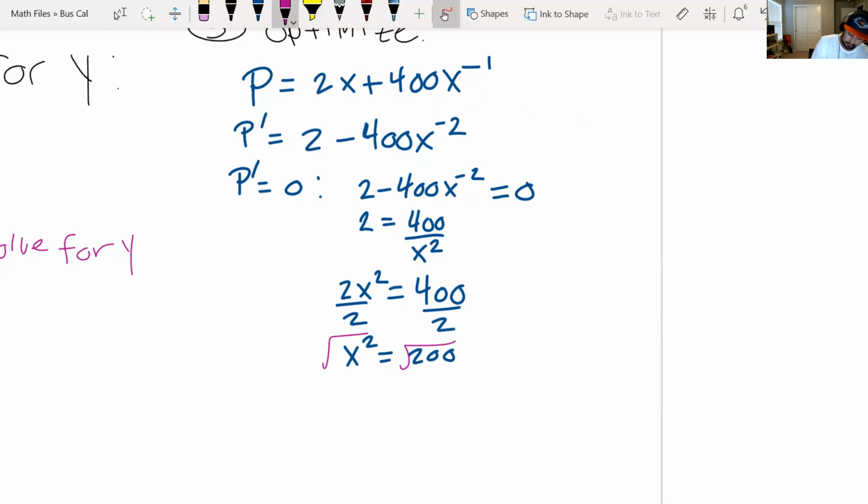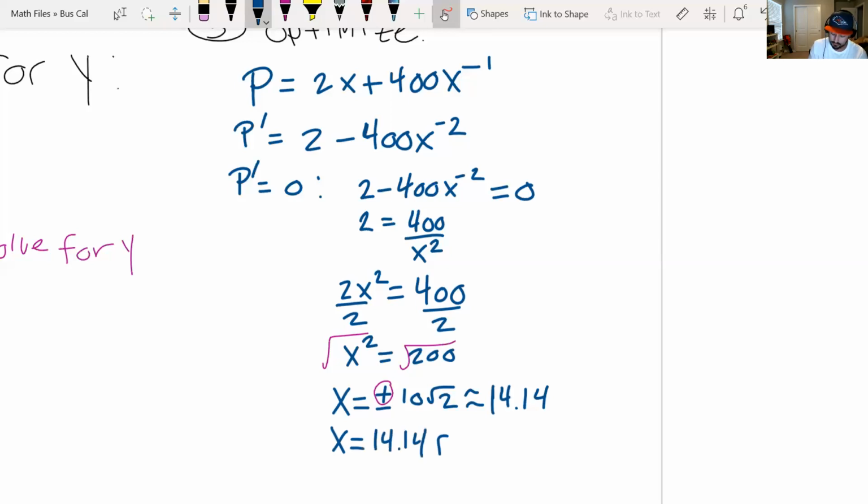and I get x equals plus or minus 10 square root 2, which is also 14.14, which is probably what we want. Since we are talking about length, can length be negative? No, so we only take the plus. So this means we get our first dimension. We get that x is going to equal 14.14 feet.